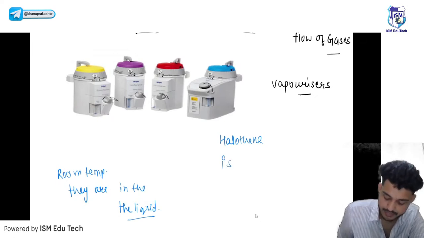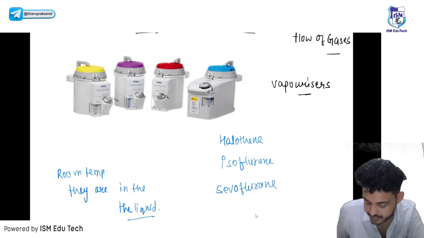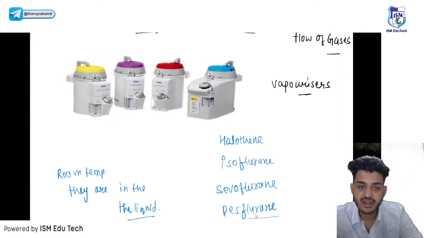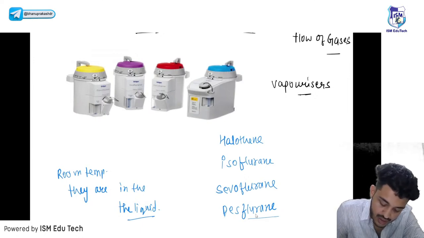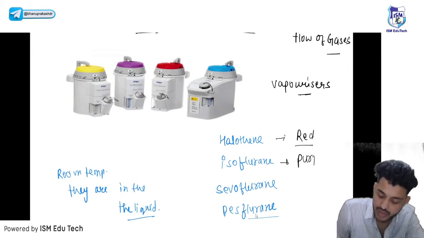Isoflurane, sevoflurane, and desflurane. These are your inhalational agents, and we are requiring different colors of vaporizers. Halo will be red in color, isoflurane will be purple. You need to remember this.